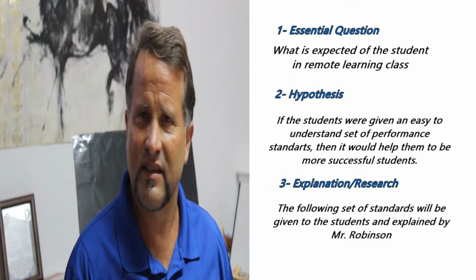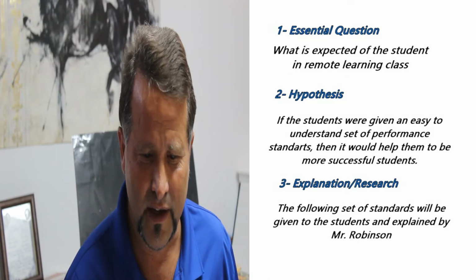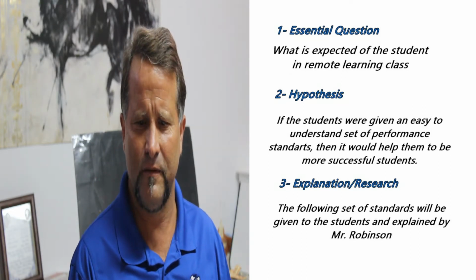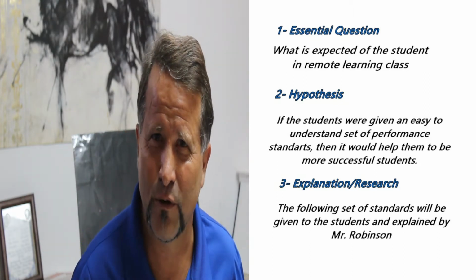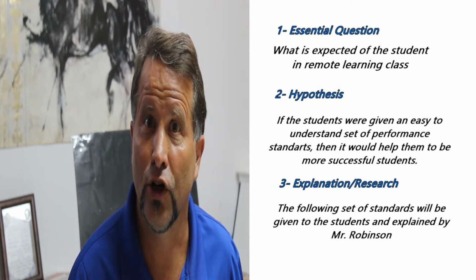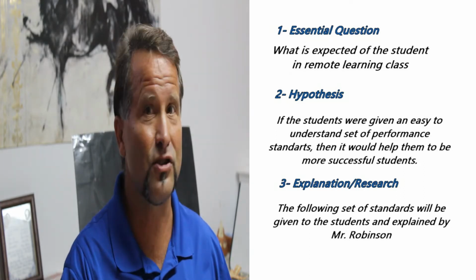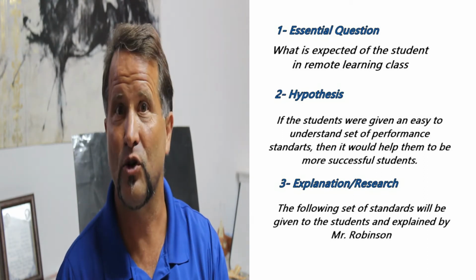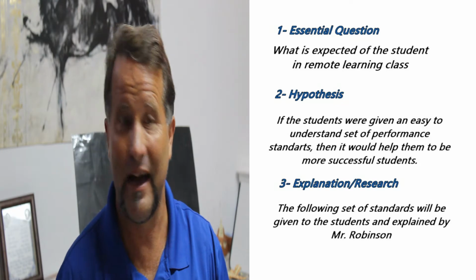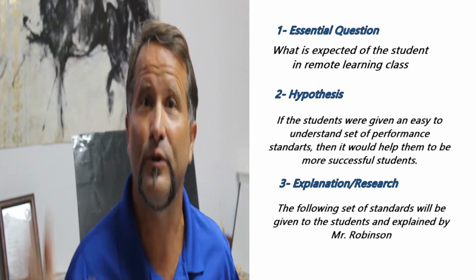You will notice though that at the very top it kind of starts off strange. It says essential question. And then I ask the question, what is expected of the students in Mr. Robinson's remote learning class? Well, why do I have it in this weird format? Because this is how we learn to solve problems and ask questions in all of my classes: history, geography, problem-based learning, and humanities. We have an essential question. And if you look on down, we have a hypothesis. Then we have an explanation/research that we do once we form a hypothesis.